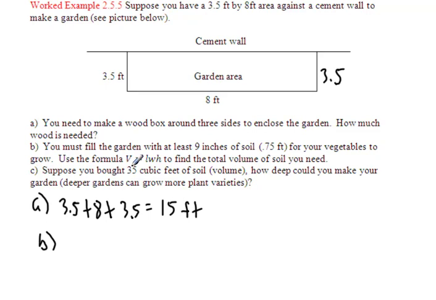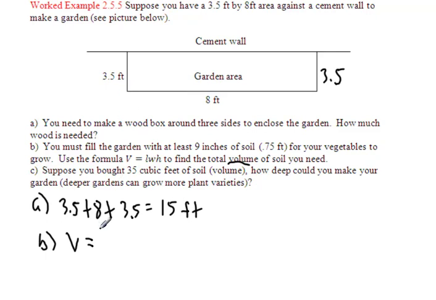You must fill the garden with at least 9 inches of soil, or 0.75 feet, for your vegetables to grow. Use the formula V equals LWH, or length times width times height, to find the total volume of soil you need. So here they're asking us for volume, so we're going to start our equation off with the variable V.